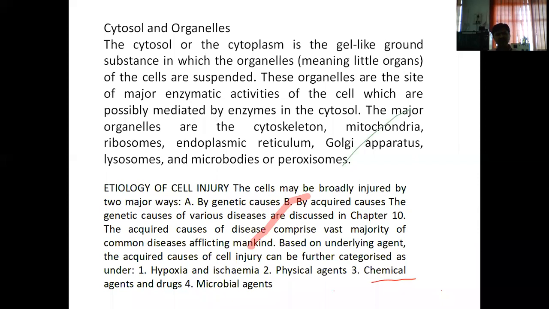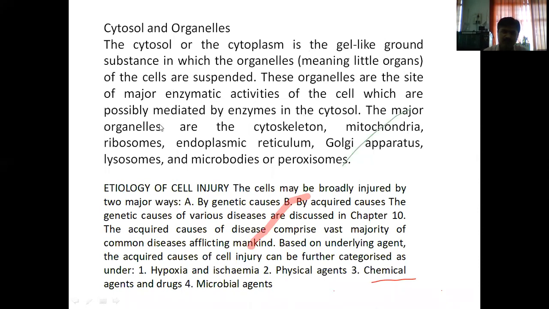These organelles are the site of major enzymatic activities of the cell, which are possibly mediated by enzymes in the cytosol.